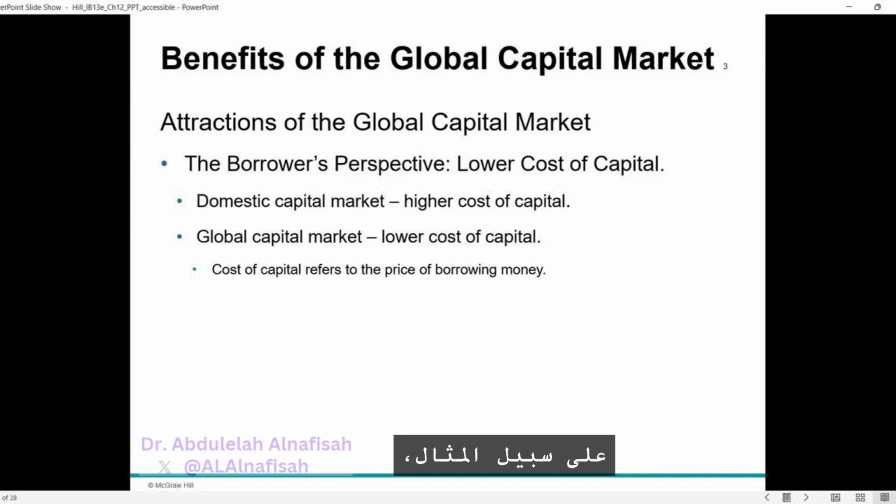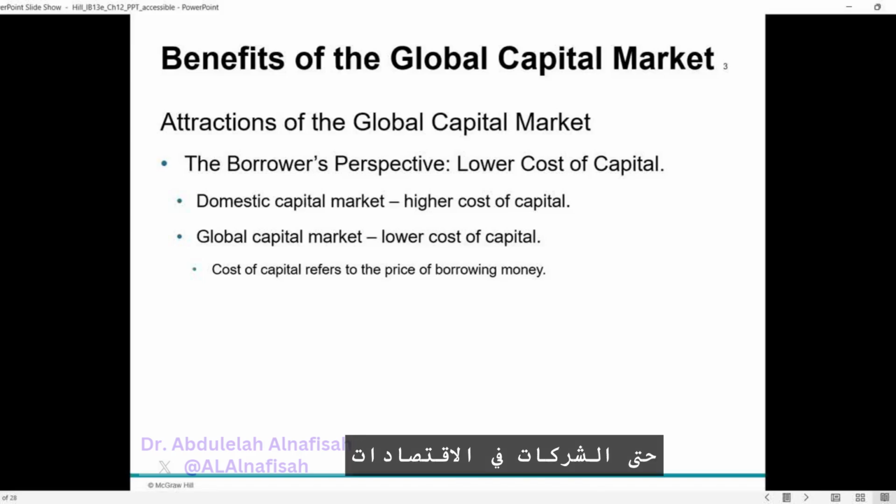For instance, Deutsche Telekom raised over $13 billion by simultaneously offering shares in multiple international markets, leveraging the larger pool of global investors to lower its borrowing costs.